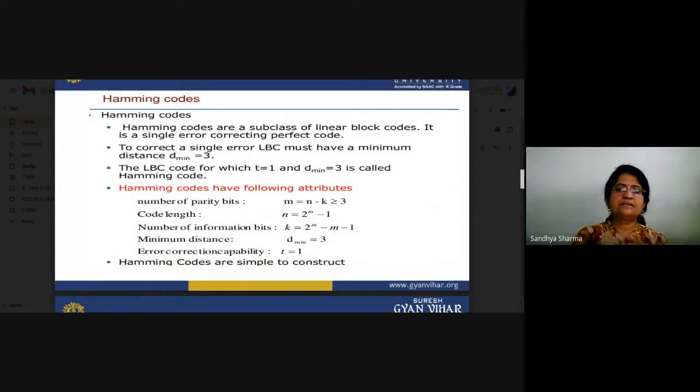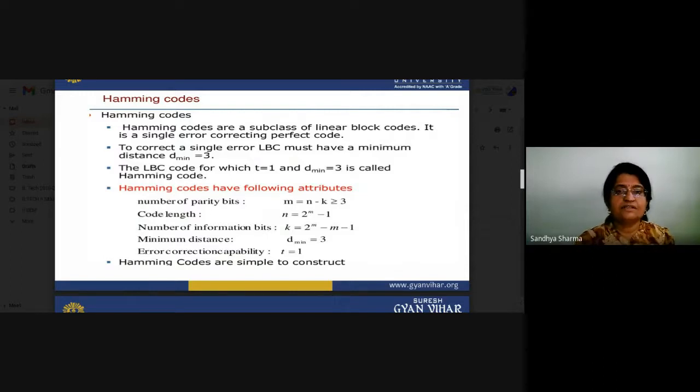Now we will see again the brief description of Hamming codes. Hamming codes are a subclass of linear block codes. That is basically a division of a linear block code, and it is a single error correcting perfect code. To correct a single error, an LBC must have a minimum distance.